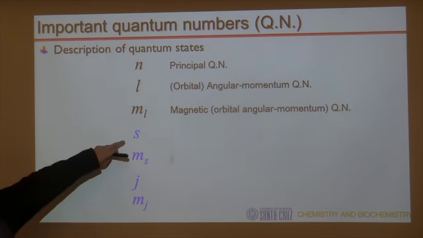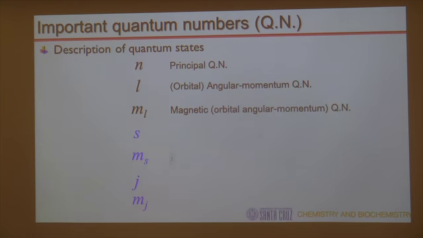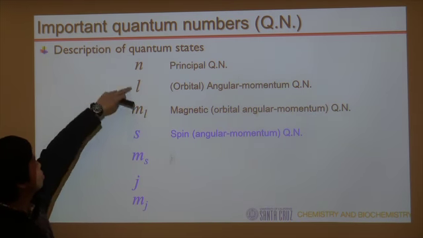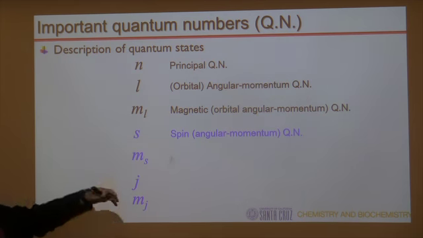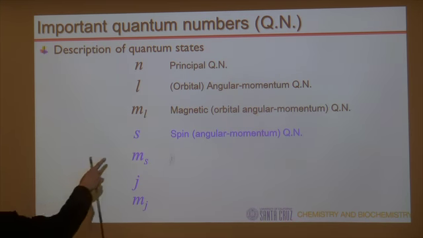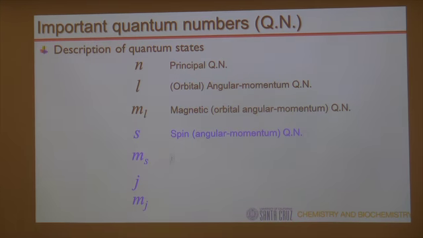And can you give me the name for S? Spin what? Spin quantum number. Okay, spin angular momentum quantum number. So that's why we distinguish this one by putting something in there. They are both angular momentum quantum numbers, but L is orbital, and S is the spin part. Okay. And how about MS? Magnetic spin quantum number. Okay.